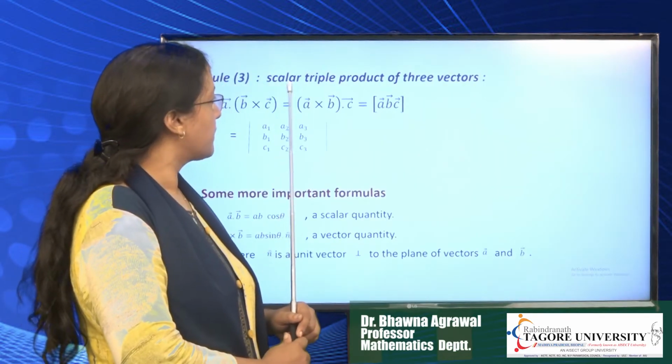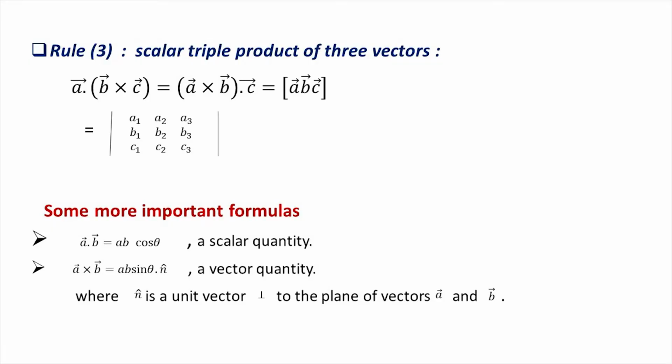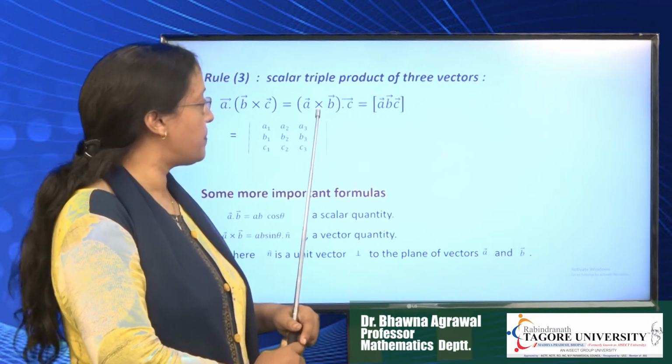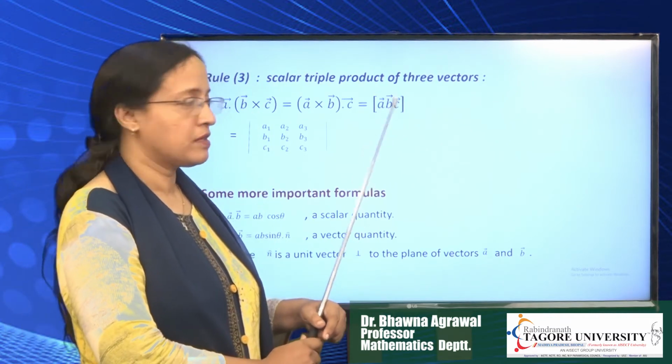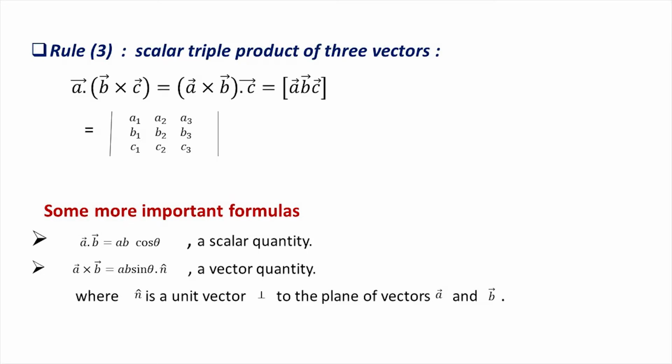Rule third: the scalar triple product of three vectors. We say triple because three vectors are used, A, B and C. It involves a dot product, that's why it is a scalar. This can be represented in these three ways, and the value will be equal to the determinant of these: first row for A, second for B and third for C.